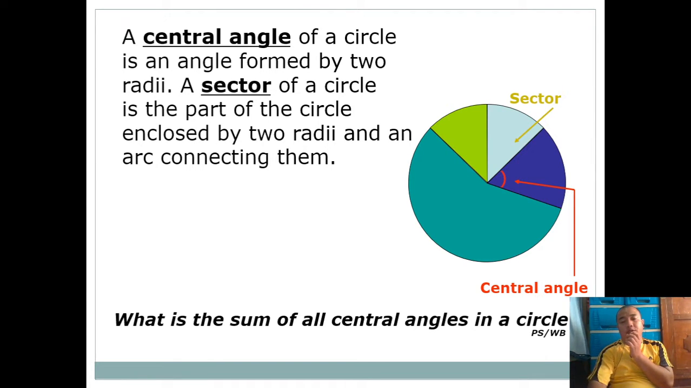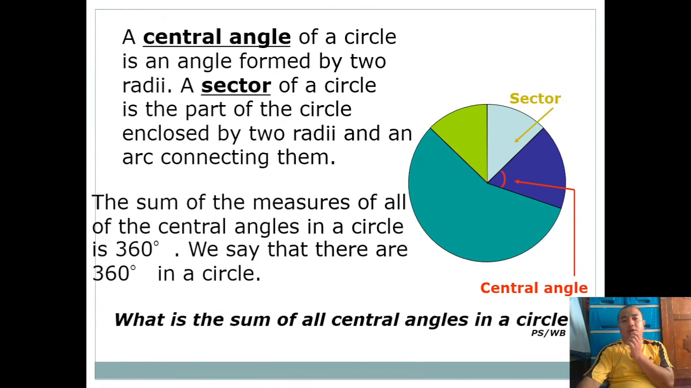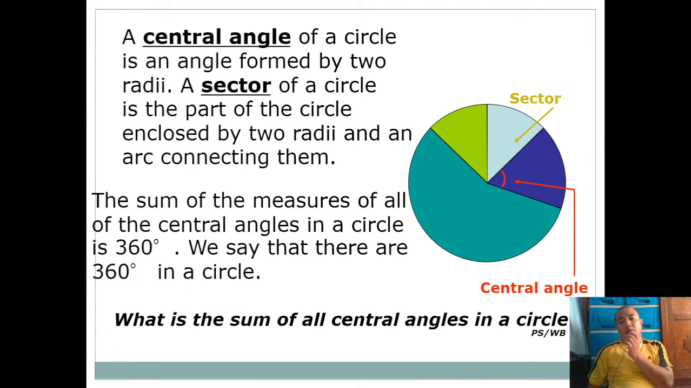What is the sum of all the central angles in a circle? Of course, 360 degrees. The sum of the measures of all of the central angles in a circle is 360 degrees. And we say that there are 360 degrees in a circle.